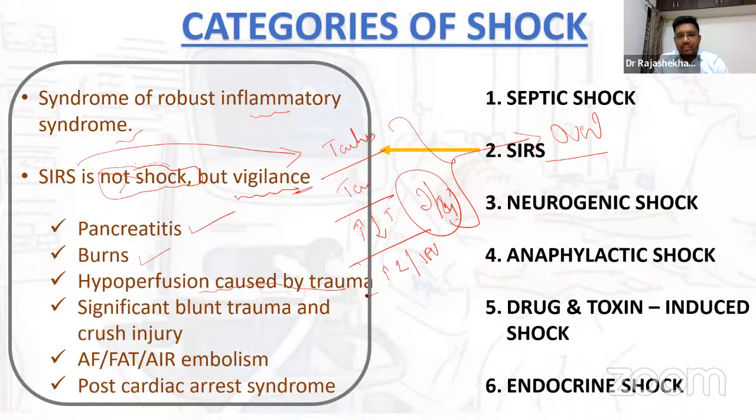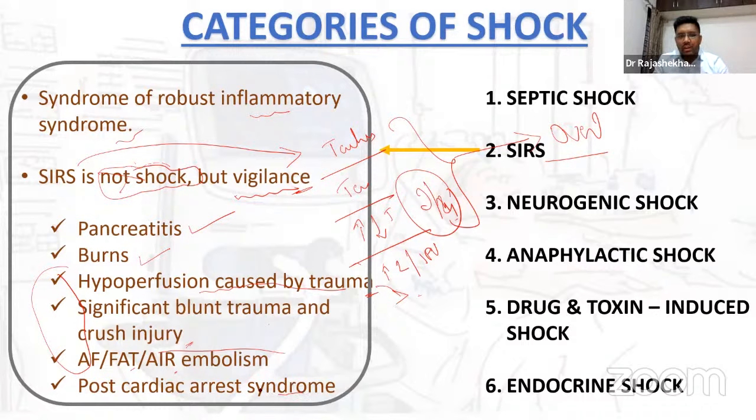So understand this. The trauma, for example, the patients might have bled a lot. Along with this, there is a tissue compression or the tissue death. So this can cause a severe robust inflammatory syndrome. A significant blunt trauma and crush injuries can cause this. And the amniotic fluid embolism, the fat embolism, the air embolism can cause this. So these are usually mentioned as a mixed type of shock. And this is also true in case of post-cardiac arrest syndrome.